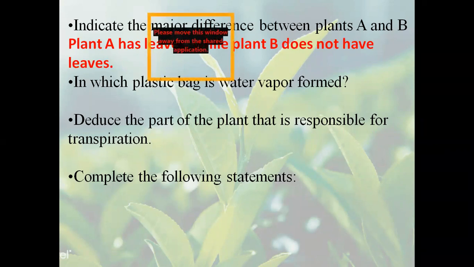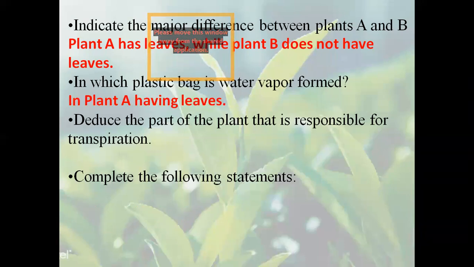In which plastic bag is water vapor formed? Water vapor is formed in the plant containing the leaves. So the plant containing the leaves is plant A. And what is the part in the plant that is responsible for transpiration? This part is called the leaves. So the leaves are the part in the plant responsible for transpiration.